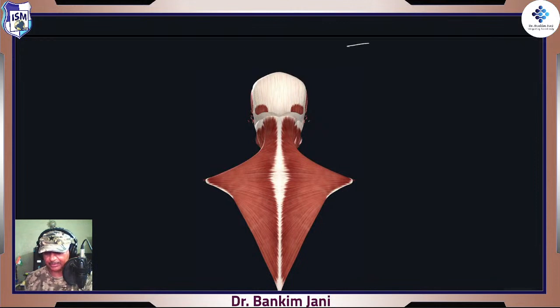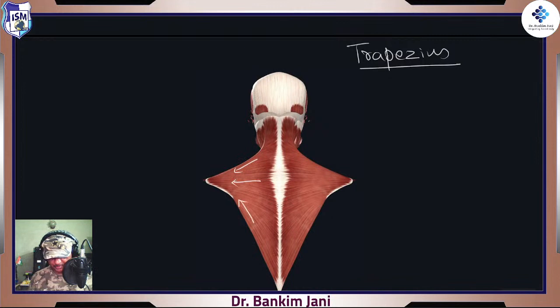And this one is traps, or the trapezius. Trapezius has been discussed at length when we were talking about the upper limb, but still these are the three sets of fibers, and we have to remember it like this. This is the direction. So the topmost fibers are called the descending fibers, these are called the transverse fibers, and these are called the ascending fibers. From the perspective of head and neck, only the descending or top fibers are of importance.